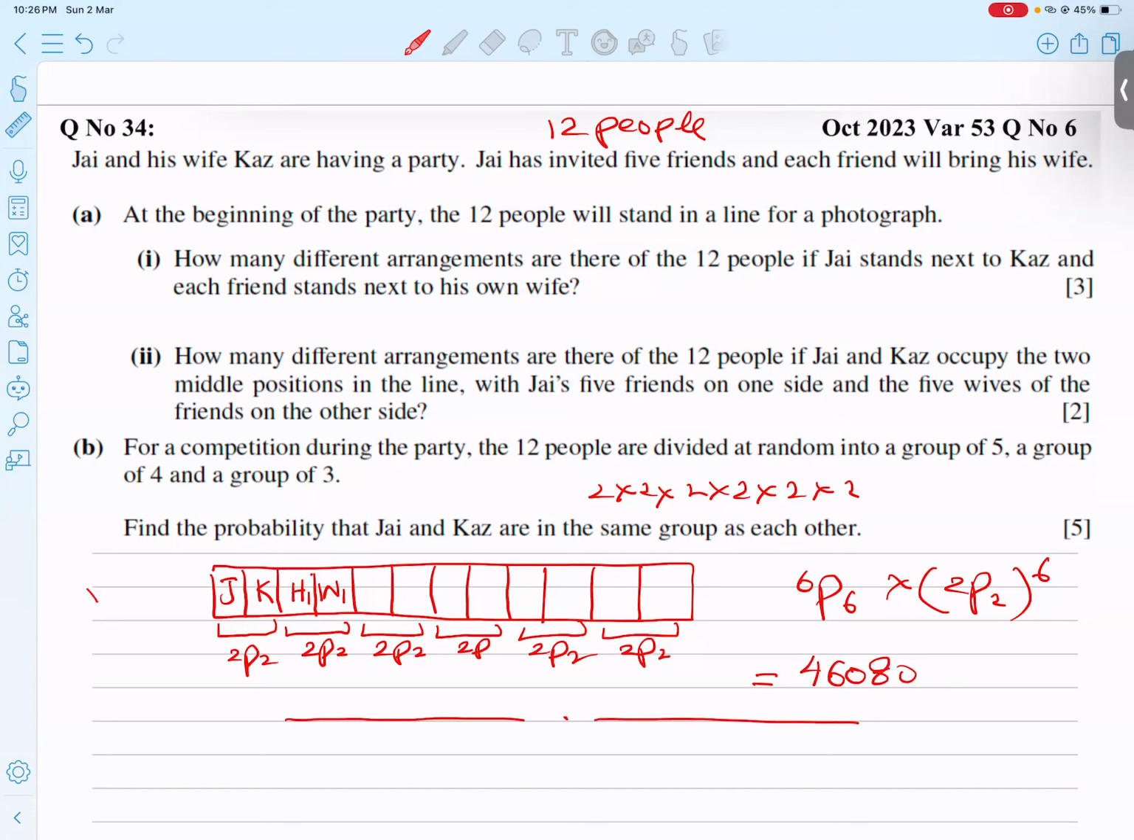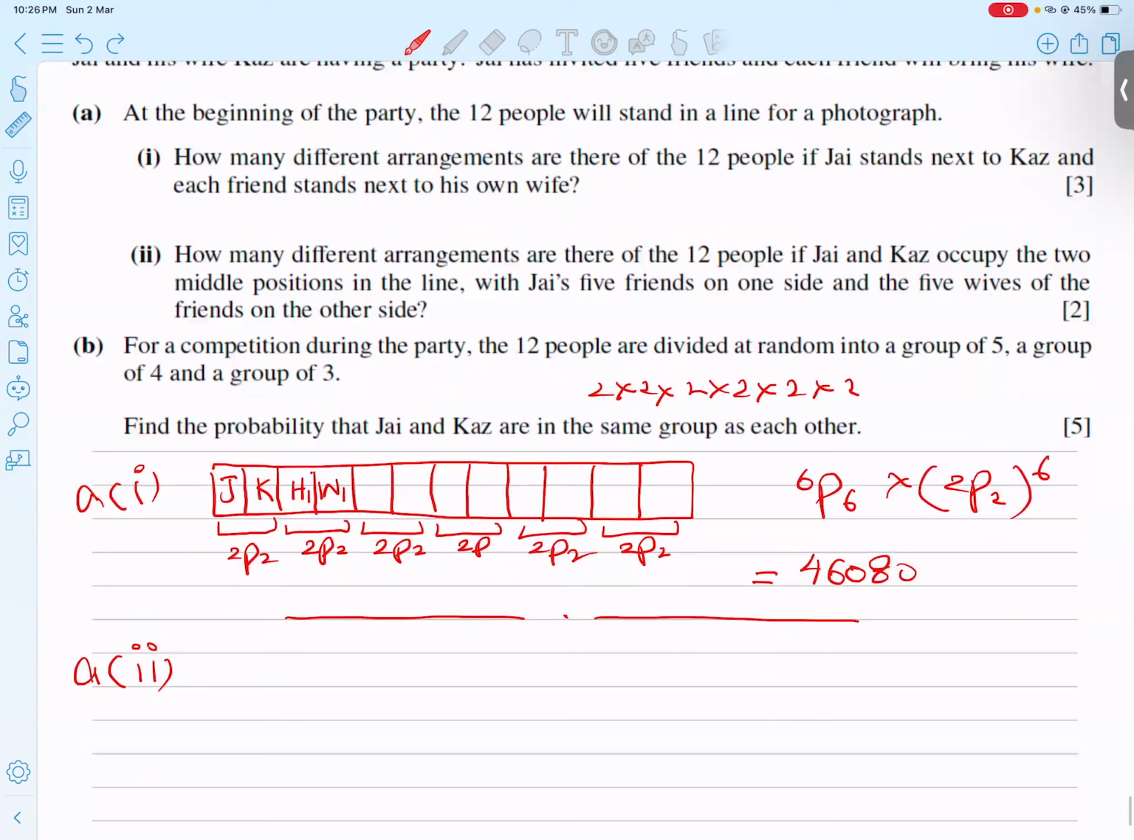So I have done part A1, and let's go for part A2. How many different arrangements are there of the 12 people in which Jay and Kaz occupy the 2 middle positions in the line, and the 5 friends are on one side and the 5 wives on the other side? But he did not mention which sides, so we have a different plan.